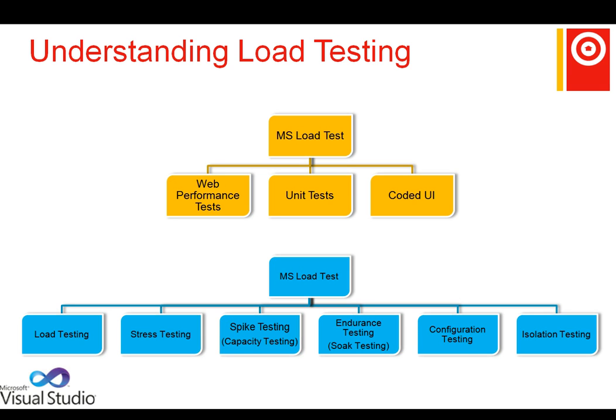Configuration testing is running the test at normal load but trying it against different configurations to see which gives the best performance. And isolation testing is used in load testing to try and isolate a fault to a specific domain in an application.